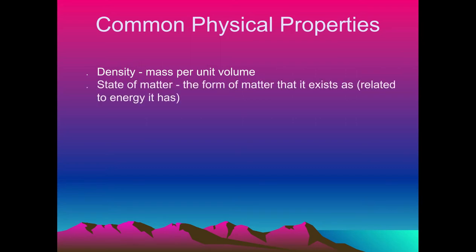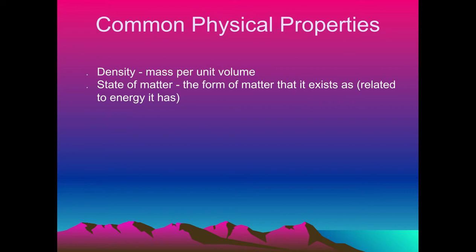The second way we can describe matter without changing it is the state of matter. The state of matter is the form of matter that it exists as, and it's related to the energy it has associated with it. We'll get into the states of matter in a little bit, but the main ones that we deal with are solids, liquids, and gases. We use these to help describe different types of matter.